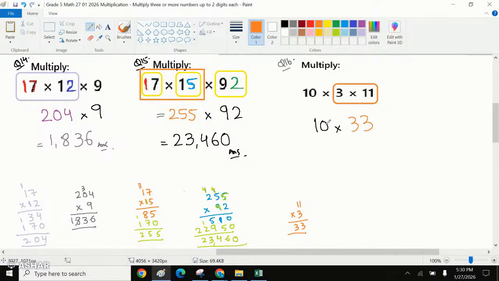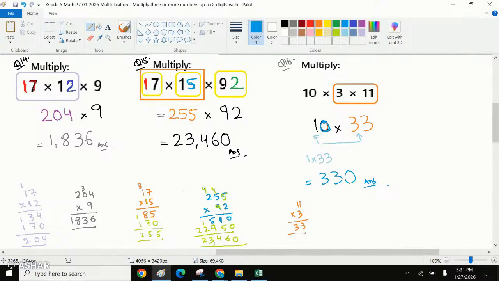We know 10 is ending with a 0. Can we say 1 multiplied by 33? 1 multiplied by 33 would always be equal to 33. And we simply bring down this 0. And the answer is 330. Okay?